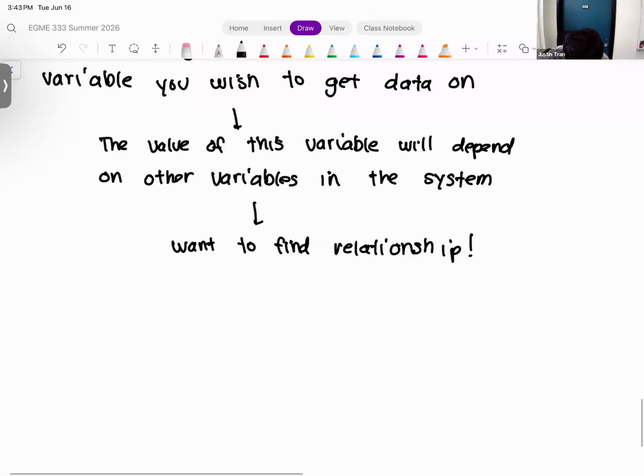So as another example, this one's going to be a little bit simpler than the airfoil, and we're going to carry this same example throughout most of the lecture today. Let's say that we're interested in the pressure drop across a section of pipe.